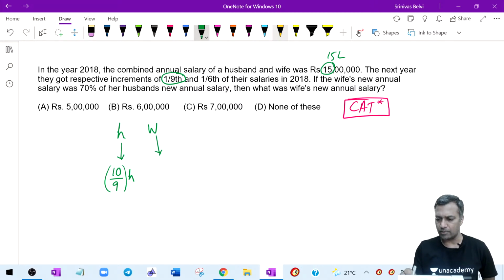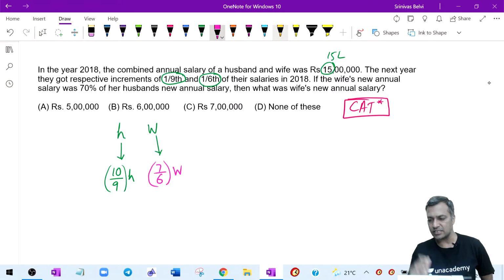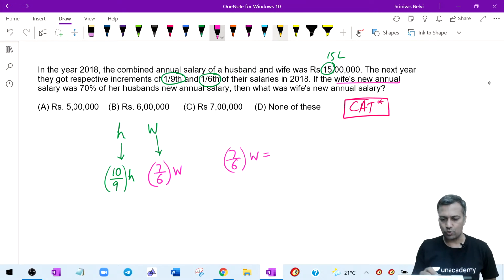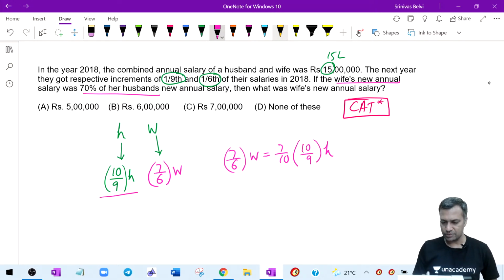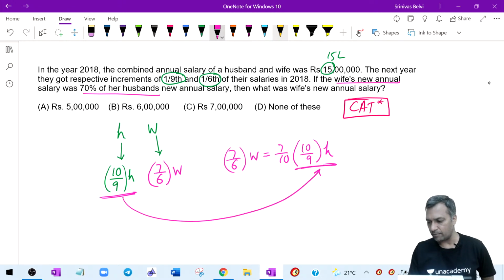What is happening to W? Her salary increases by 1 by 6th, so write the multiplier: that becomes 7 by 6 of W. Now these are the respective salaries in the subsequent year. The relationship is given: the wife's new annual salary, 7 by 6th of W, is equal to 70% of the husband's salary. 70% means 7 by 10 times the husband's salary, which is 10 by 9 times H.